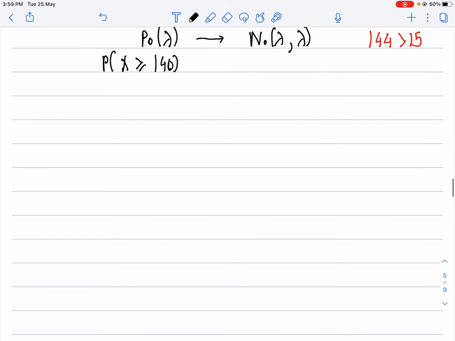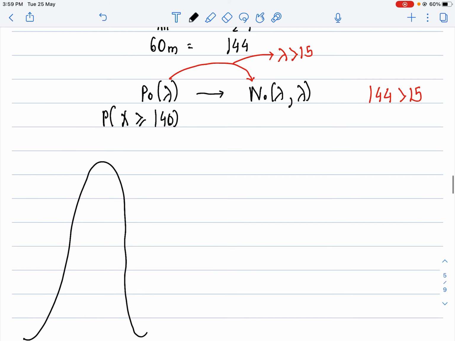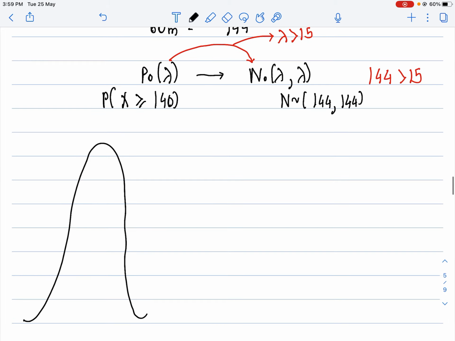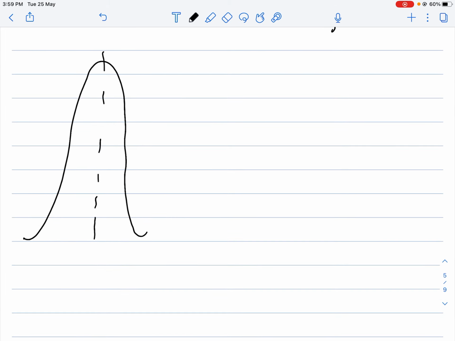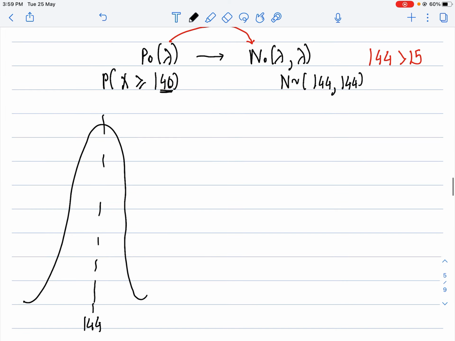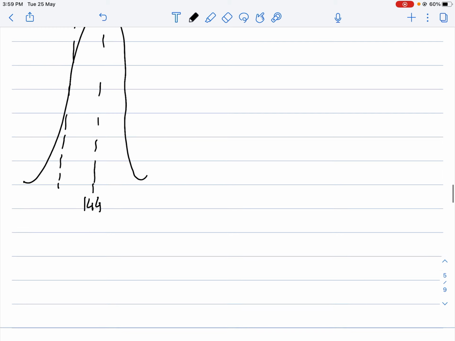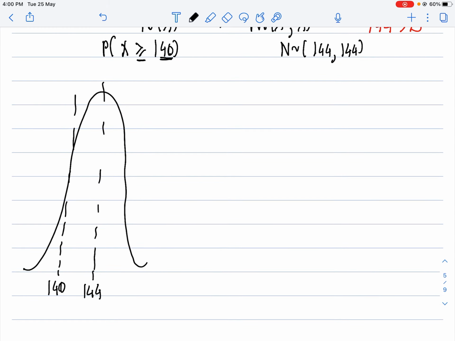Now, if you have a normal distribution curve, something like this, I know this can be written as normal with 144, comma 144, because lambda, comma lambda. So I know my mean is 144. The value I have is 140. I simply need more than or equal to 140, so I basically need the area here.